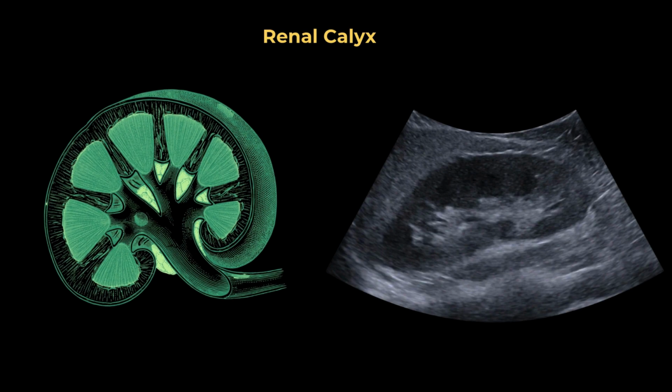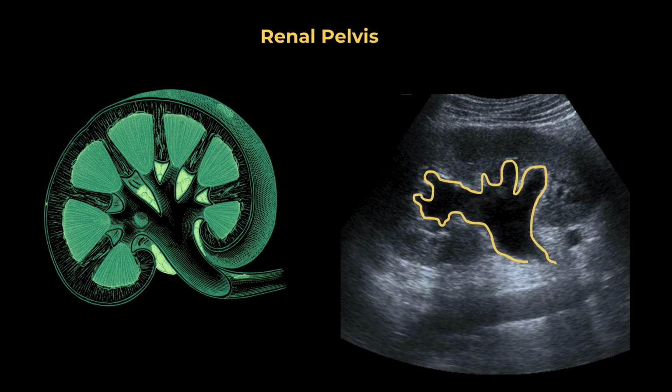Renal calyces are cup-shaped structures. They collect urine from the renal pyramids. The minor calyces join together to form major calyces. These then come together to form the renal pelvis. The renal pelvis is a funnel-shaped hollow structure. It collects urine from the calyces and directs it into the ureter. It is part of the urinary drainage system. Normally, it is collapsed and not visible on ultrasound. It becomes visible only when dilated.